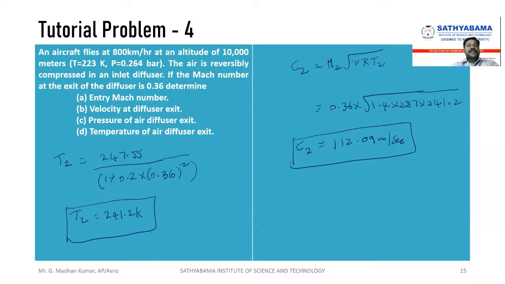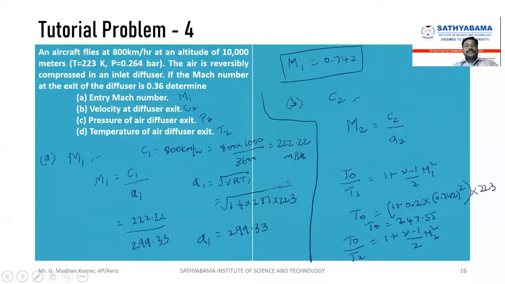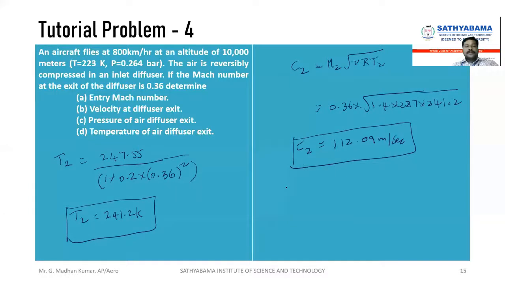So we have found the value of the exit velocity of the diffuser. Now we have to find the pressure of the air at the diffuser exit. Right? We have to find the value of pressure. So it's very simple. For finding the pressure at the exit of the diffuser, P2, again we are going to use this relation. In order to find the value of P2, you are going to use the same relation like P01 by P1.